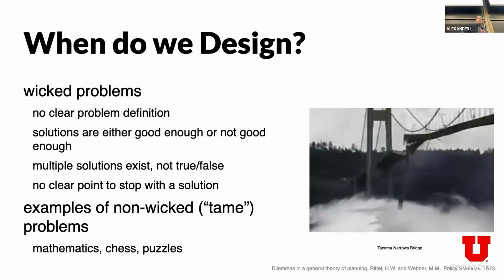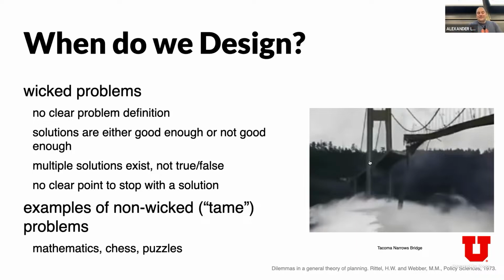And when do we design? We design when we have a wicked problem. Wicked problems is a term used in the design literature. These are problems that have no clear problem definition, and the solutions are either good enough or not good enough. Sometimes this is also called satisficing, right? There's no right solution and wrong solution. They're just good enough or not good enough. And there's no clear point to stop with a solution. I can always improve, and I also don't know exactly whether it's good enough. The counterpoint to wicked problems would be tame problems, things like proving a mathematical theorem, solving a puzzle, or playing chess.